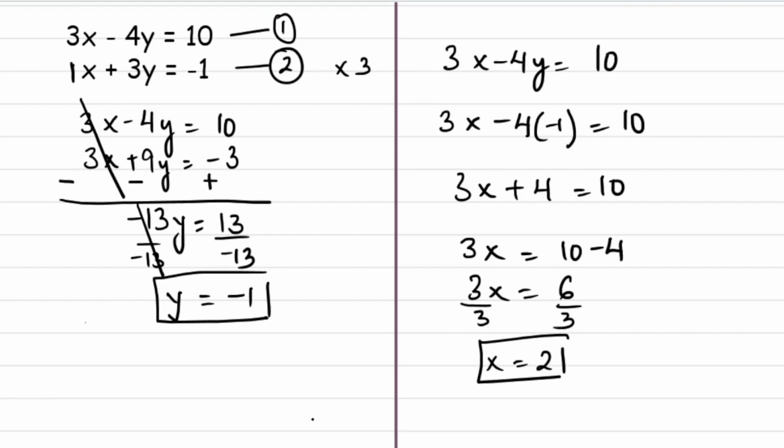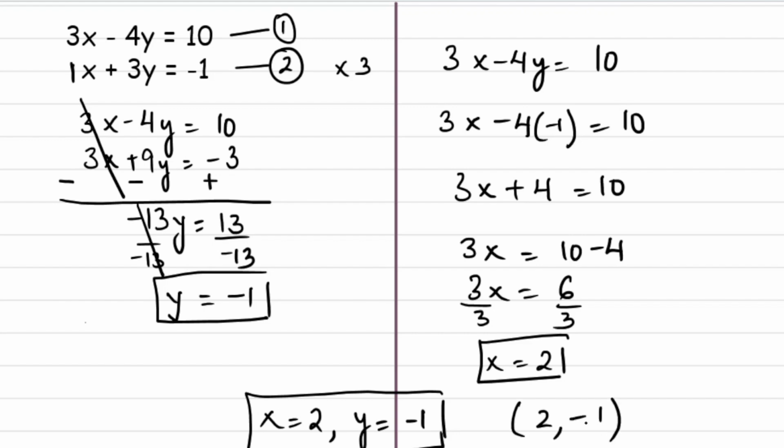So what is my solution set? x equals 2 and y equals minus 1 is the solution for this system of linear equations. Sometimes in some books they write it like this also: 2 comma minus 1 is the solution, because the first coordinate corresponds to x and the second coordinate corresponds to y. So that's our solution for these two equations.